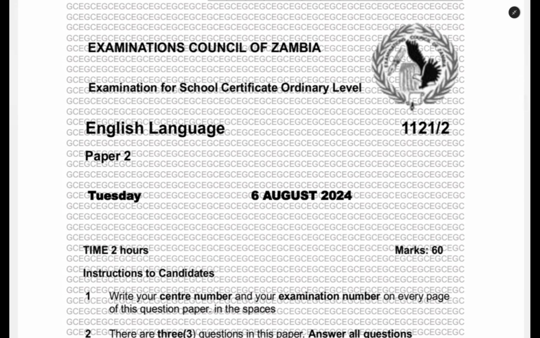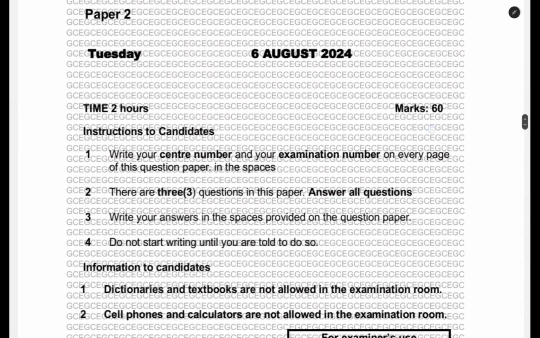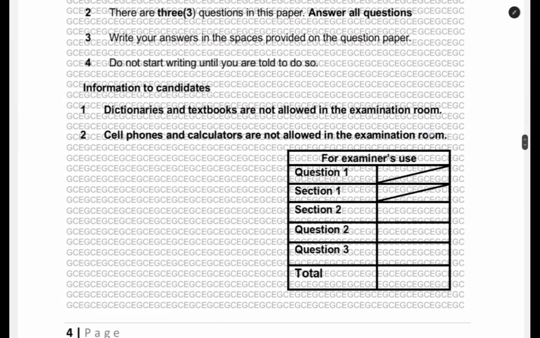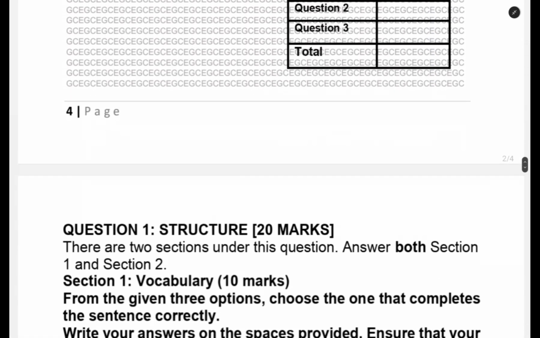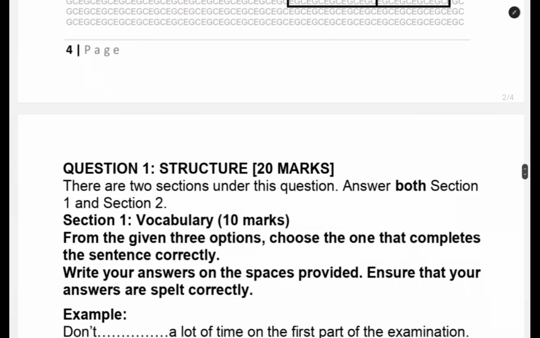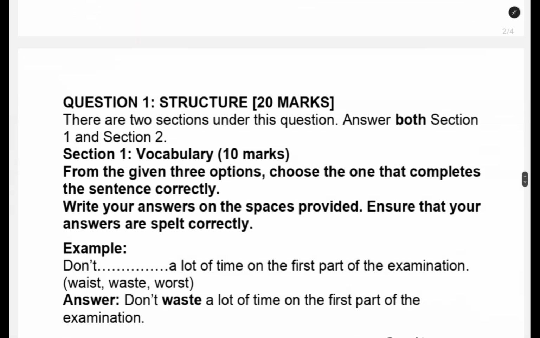So the paper was written on August 6 2024. I will not go through the instructions. We already know the instructions. Our main concentrations will be on the instructions on question number 1. So question number 1 reads, there are 2 sections under this question. Answer both section 1 and section 2, but we're just going to answer section 1.